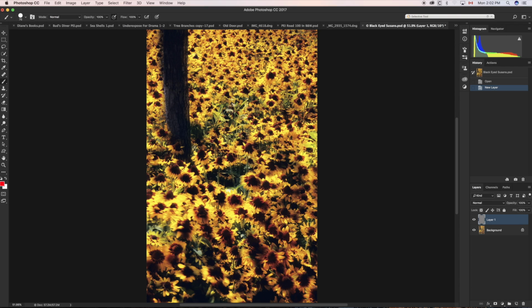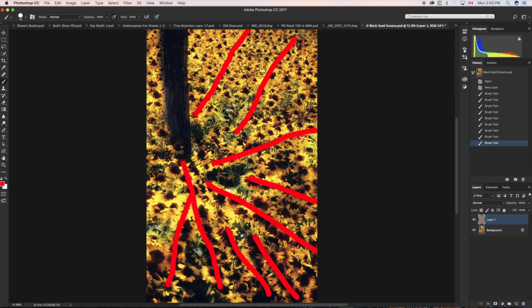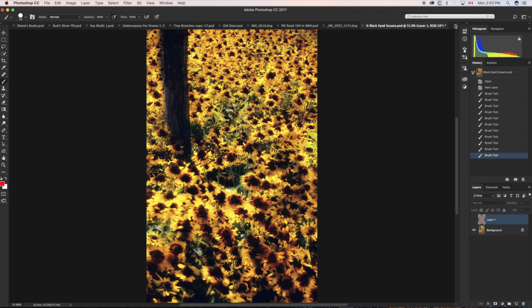Look at these black-eyed Susans. It almost looks like they're radiating out from the tree. Look at all these lines. They're all implied. Nothing's connected. But if you look, you can see them and feel them. The implied lines are almost a feeling. But once you get your eye on it, you can see it.